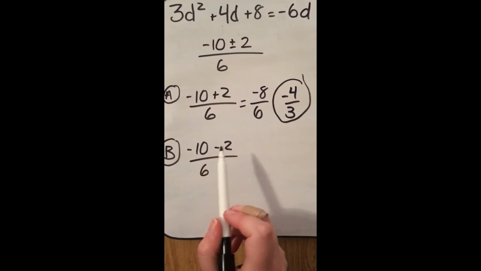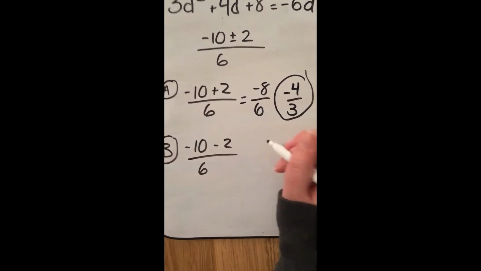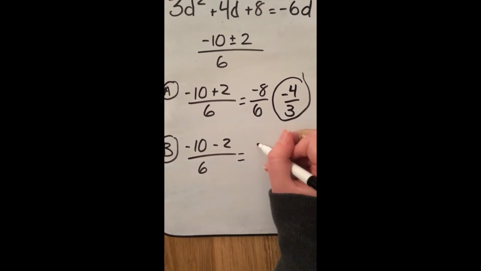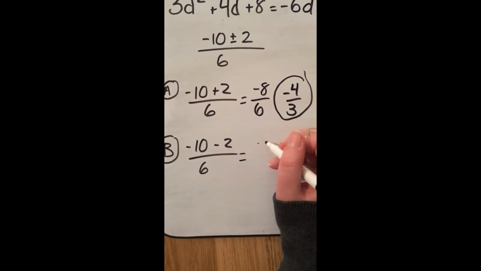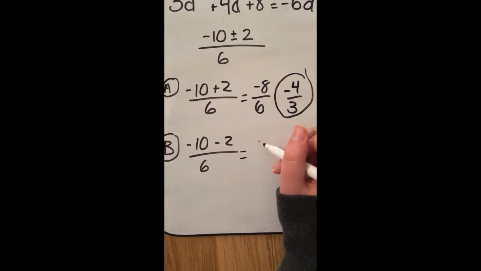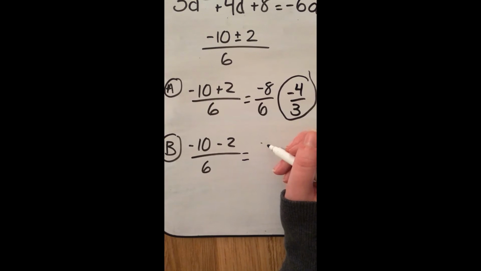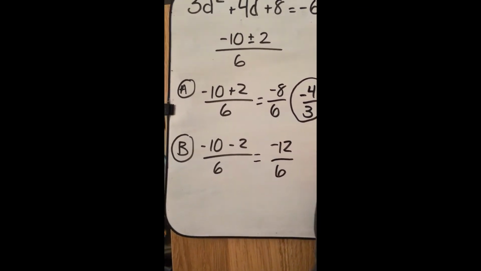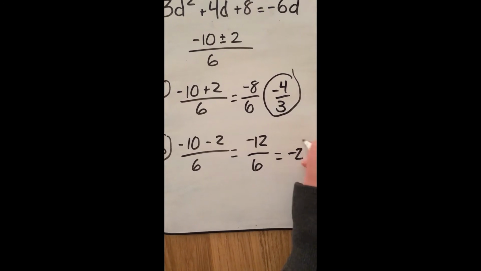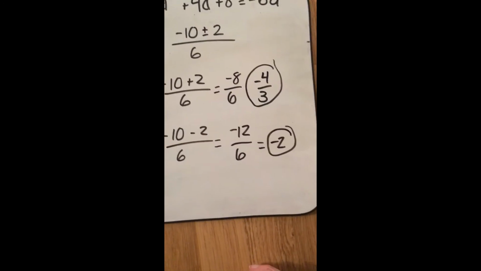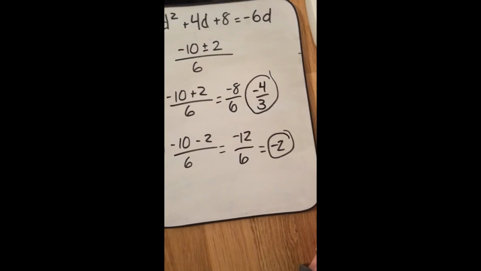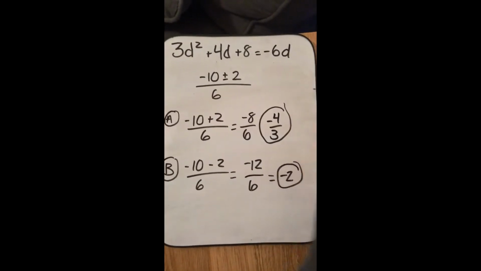Right, and then negative 10 minus 2 divided by 6. Alright, we're going to simplify this again. That is going to be negative 12 over 6, and that is going to equal negative 2. We don't even need a fraction for that. So negative 4/3 and negative 2 are the solutions to this equation.